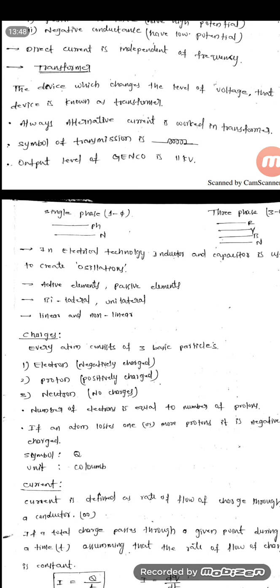In electrical technology, the inductor and capacitor create oscillations. Whenever the circuit consists of inductors and capacitors, you will get oscillations, derivations and integrations. Be careful whenever the circuit consists of inductor and capacitor.